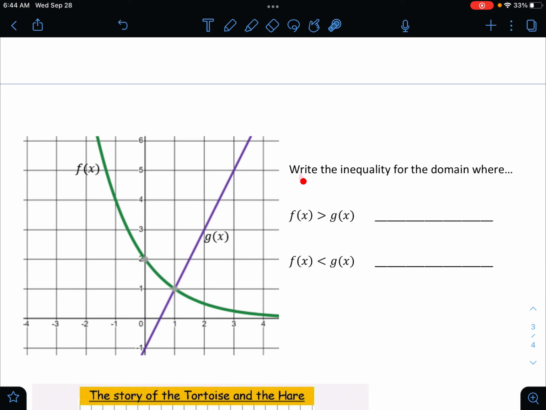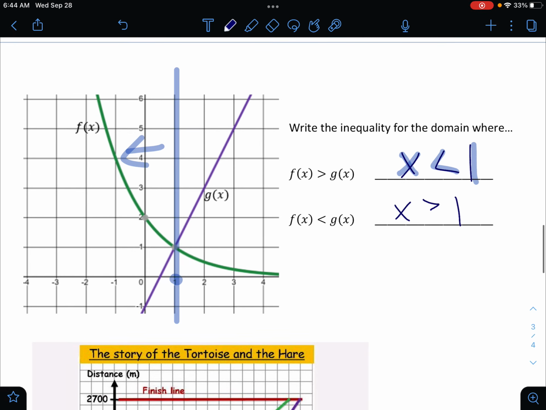Okay, so it says write the inequality for the domain where f of x is greater than g of x. So f of x is the green, right? Well, the green is bigger on this left-hand side. So that's going to be x is less than, and that x value is 1. So x is less than 1. And then where is f of x smaller than g of x? It's on the right-hand side, so that would be x is greater than 1, because that's where g of x is on top.